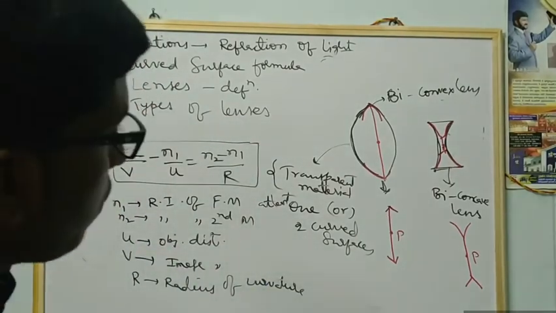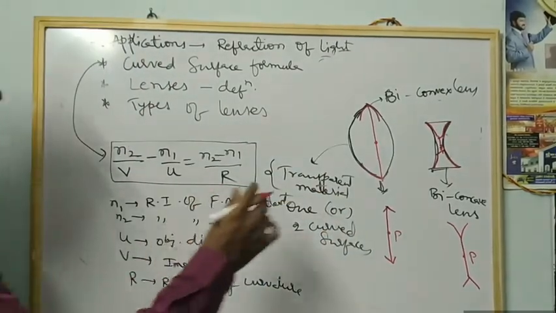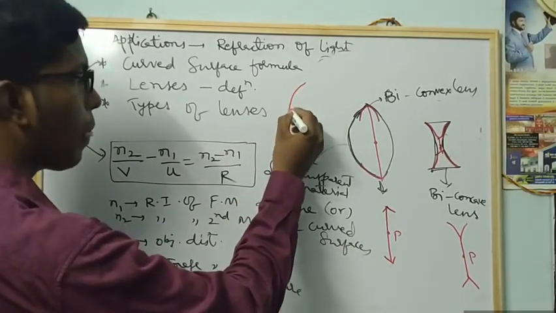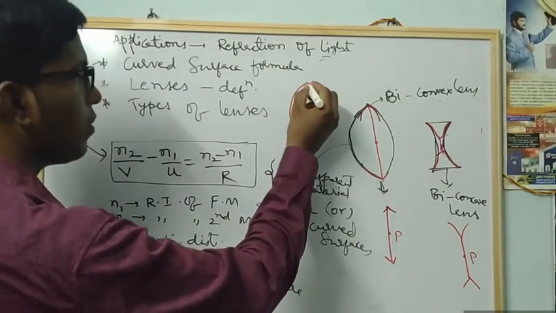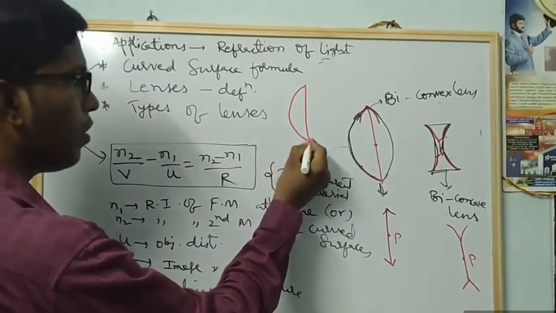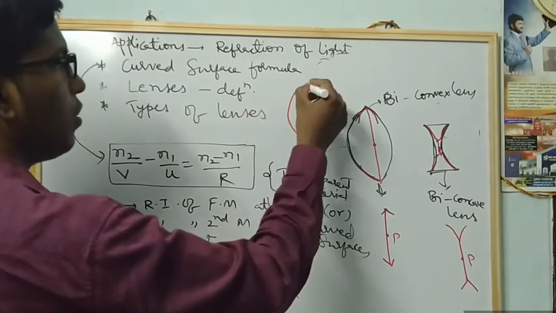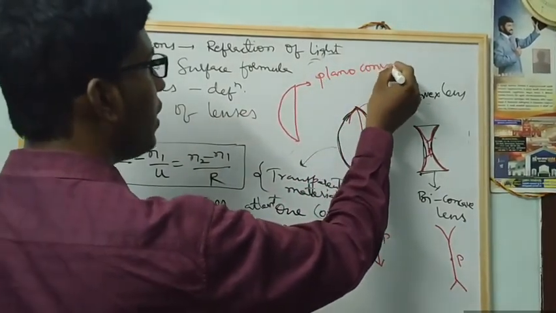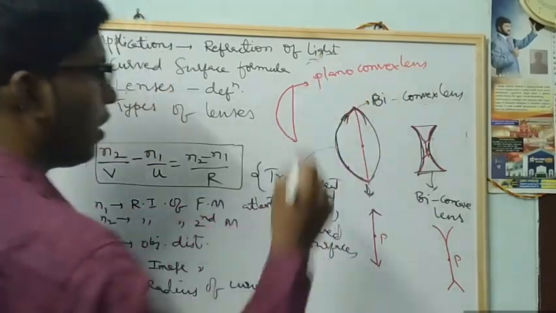So different types of lenses are there. Two types are completed. What I said was, at least one or two curved surfaces. Suppose a lens is like this, one side is plane and one is convex. This is the convex side. This type of lens is called a plano-convex lens. Plano-convex. This is the third type.